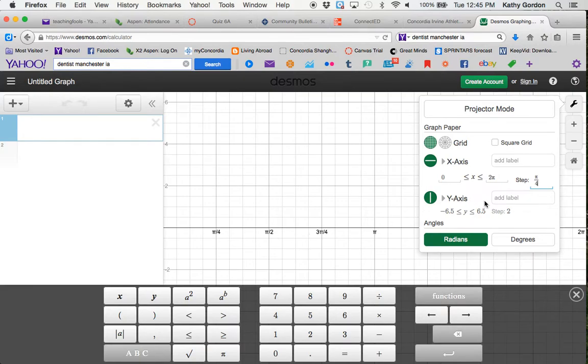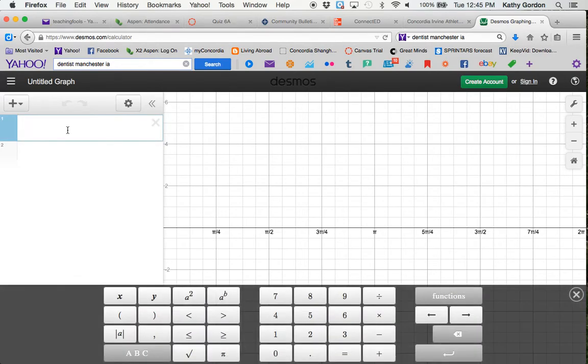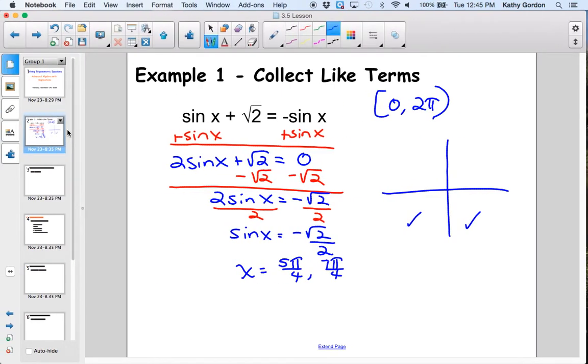Okay? And then my y values can stay that way, that's fine. I'm in radians, that's good, that's what I want. So now for the actual graphing, you just want to take each side of your equation that you started with and set it up as a separate graph. So one of my graphs is going to be sine x plus square root of 2. My other graph is going to be negative sine x.